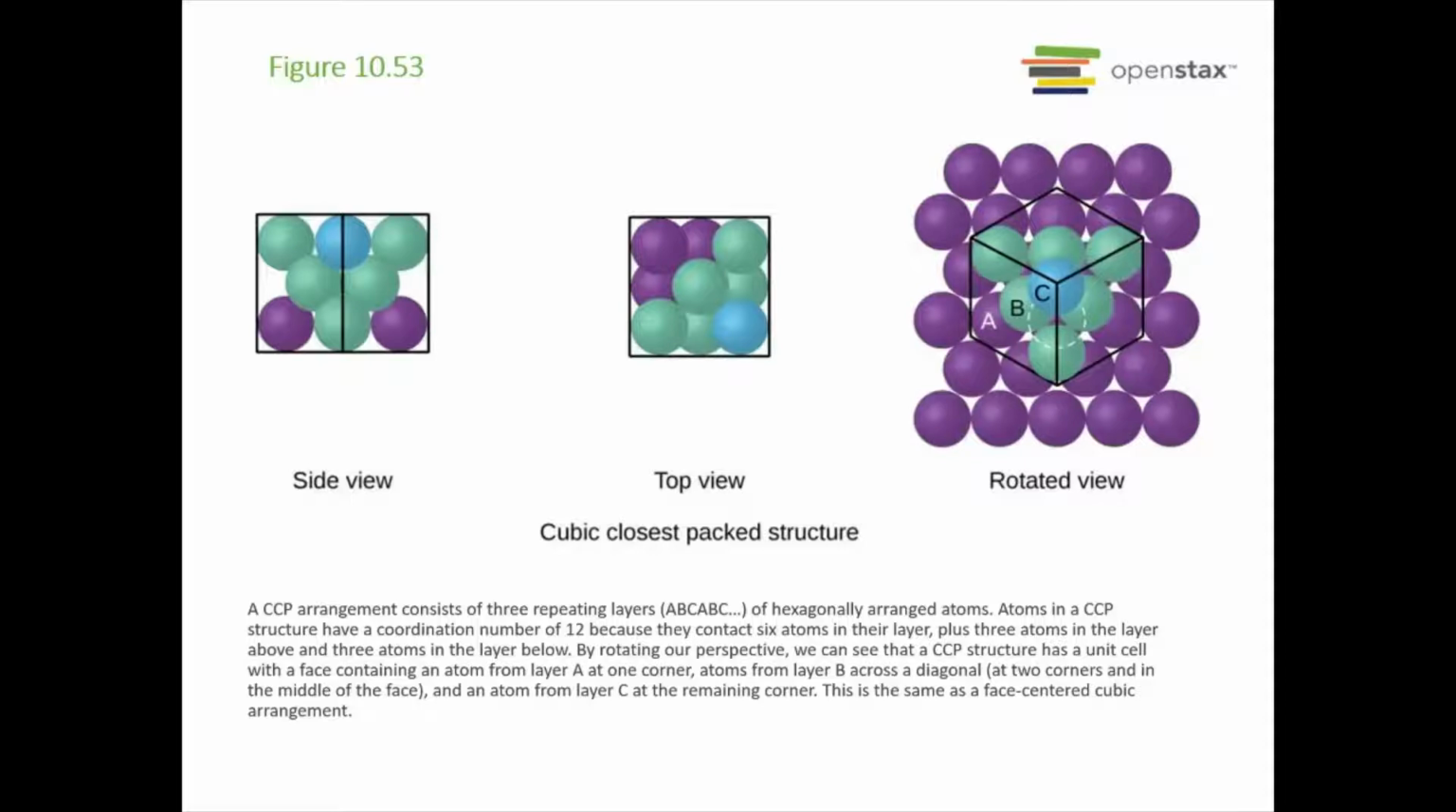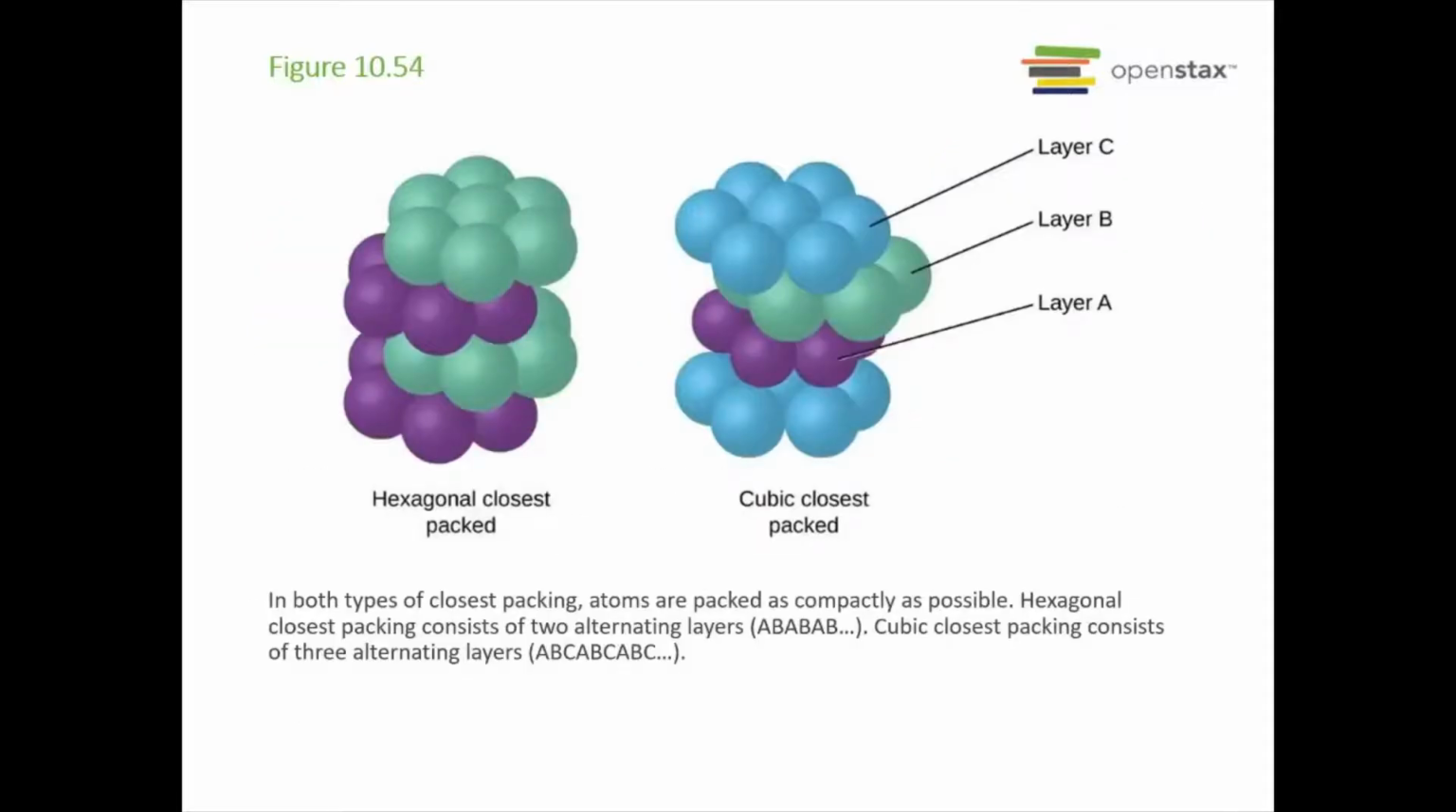So this is now looking at the CCP versus HCP structure, starting with the CCP. Again, this is the exact same as the face-centered cubic structure. So it's basically taking the face-centered cubic and rotating it. This is a better way to be able to look at HCP versus CCP.